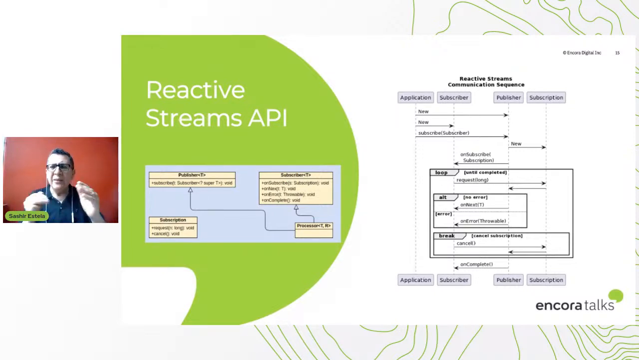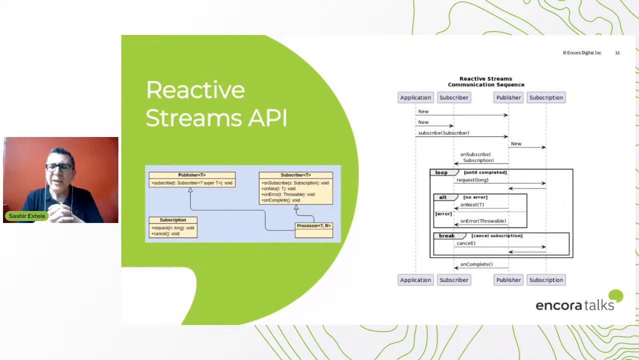Okay, this is the beginning of the interaction. Well, the publisher starts communicating the changes to the subscriber via the onNext method. The publisher calls the onNext method with each item in the data stream. Okay. If any error happens in the flow, the publisher calls the onError method from the subscriber object. Okay.